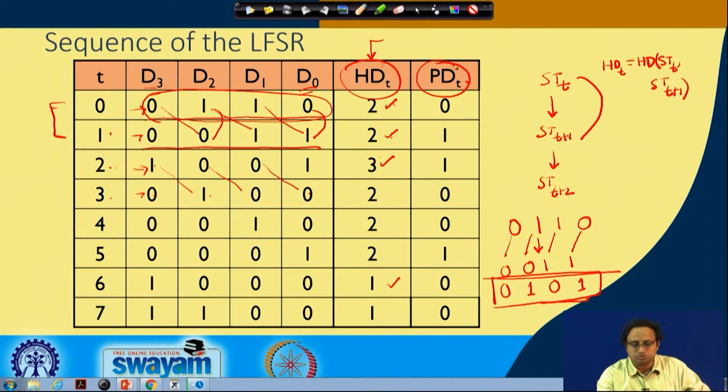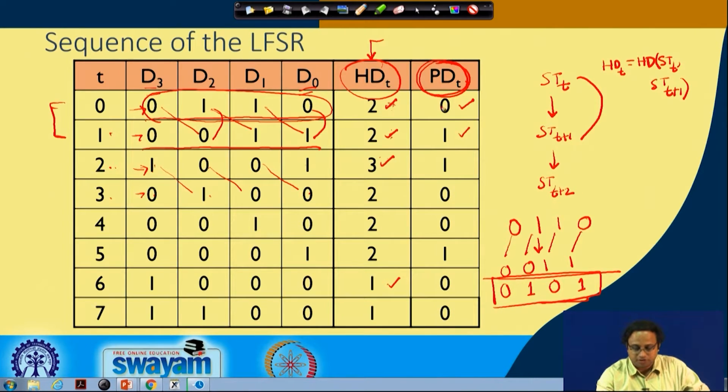So, what we plot in PDT is this: we say that PDT is 0 if the power consumption remains the same, and PDT is 1 if the power consumption changes. Okay. So, that means we compare two successive HDT values. If the two successive HDT values remain the same, then we indicate that by PDT 0, and if they differ, then we indicate it by PDT 1.